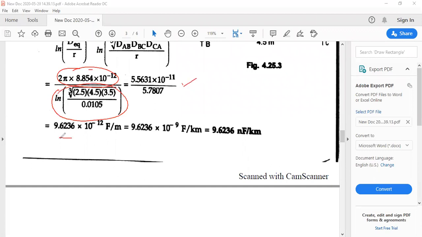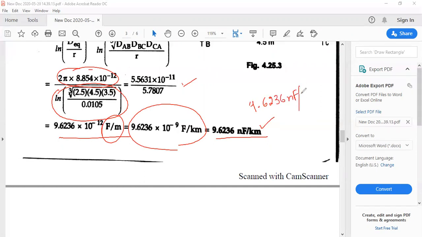So you'll be able to find out this one, which is 9.6236 into 10 power minus 12 farad per meter. And at the same time, if you get the value in terms of kilometer, you have to take it as 10 power minus 9, which is generally taken in terms of nanofarad per kilometer. So at the end, you will get the answer to be 9.6236 nanofarad per kilometer. So this is how we can proceed with the given problem.